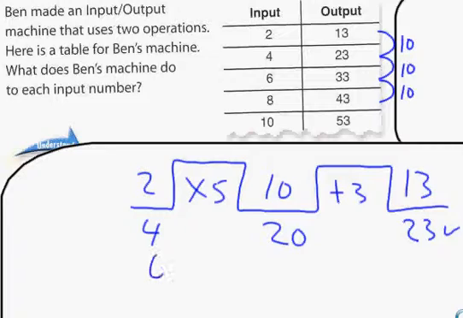Let's try it for the third input. 6. 6 times 5 is 30, and 30 plus 3 is 33. So I've double checked it and I've triple checked it. It works. Those are the numbers and operations that go in that machine. So if I was to write a pattern rule that shows the relationship between input and output, I would have to say this. Multiply the input by 5 and then add 3. That's the pattern rule that describes this machine.